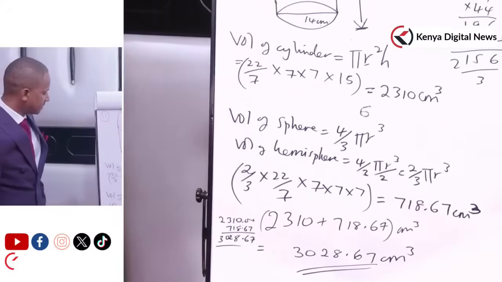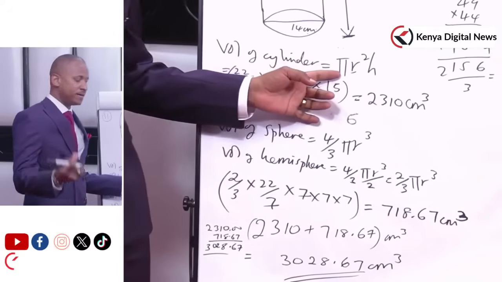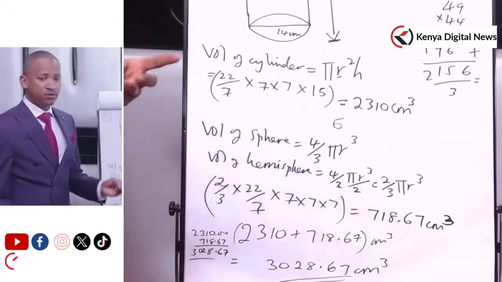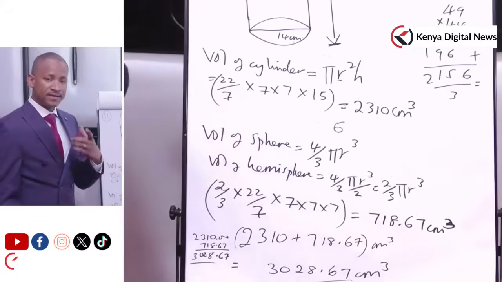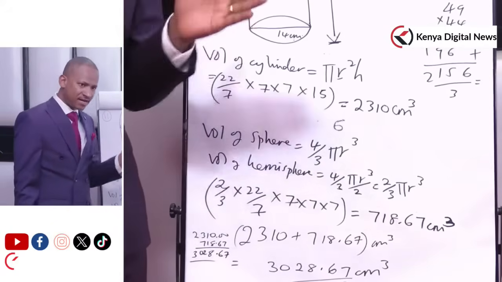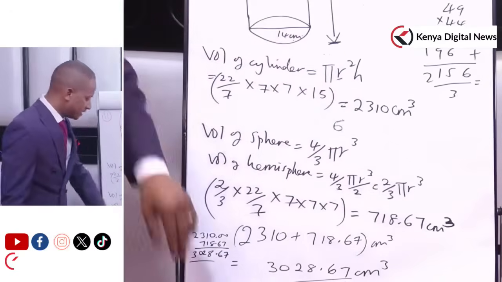So class, the only formulas you need to master are the volume of a cylinder, which is given by pi r squared h, and the volume of a sphere, which is given by 4 over 3 pi r cubed. But the volume of a hemisphere is half the sphere, which is 2 over 3 pi r cubed.